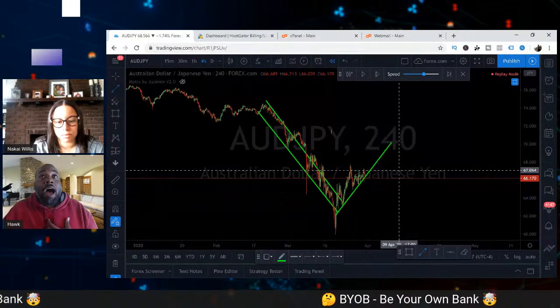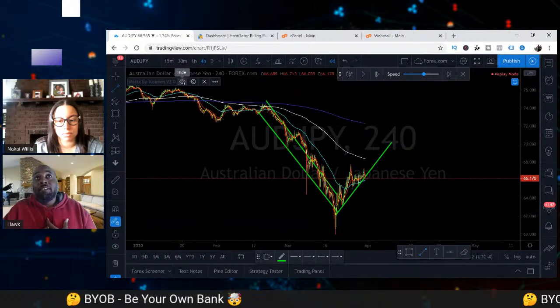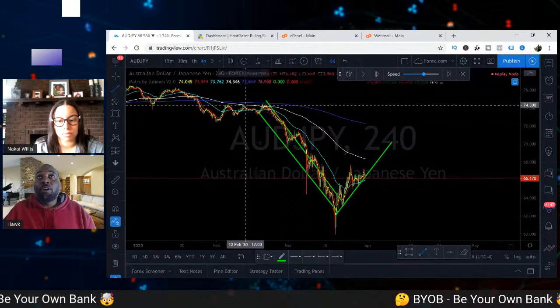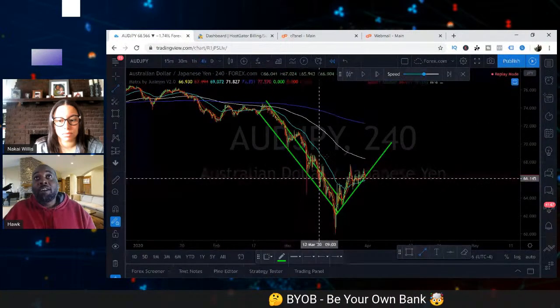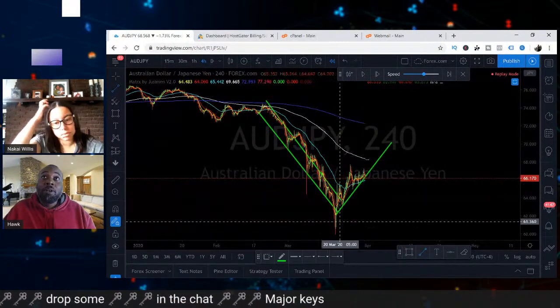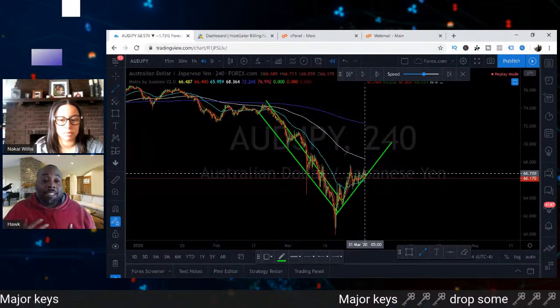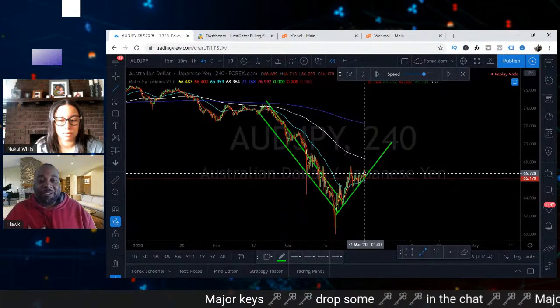I use M's and W's. I use EMAs. So this is generally what my charts look like. So for me, a reversal pattern is when I see my EMAs starting to spread out like so, I'm looking for the reversal. And that's my strategy though. That's what I do.